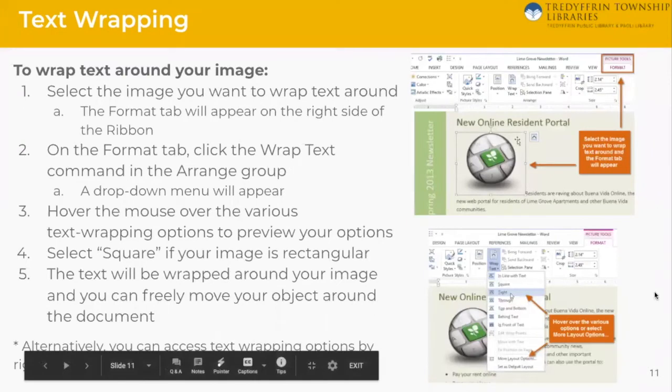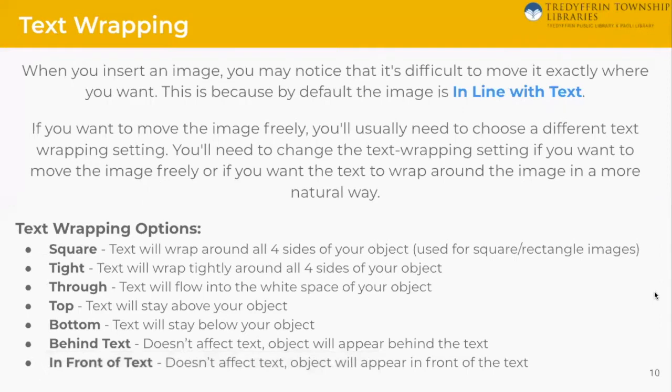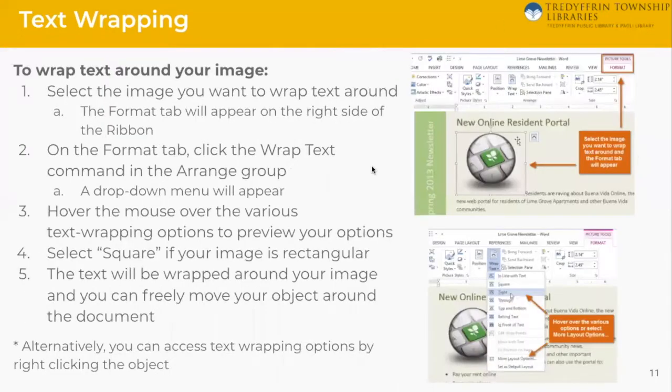So to change your text wrapping, like I mentioned, it'll automatically be set with in line with text. So if you want to change your text wrapping so that it's easier for you to manipulate both the text and the object, the first thing that you have to do is select the image you want to wrap text around. The Format tab will appear on the right side of the ribbon. So this is a conditional tab that I mentioned in the first class that only appears when you are interacting with an object, like a picture or a table or a shape.